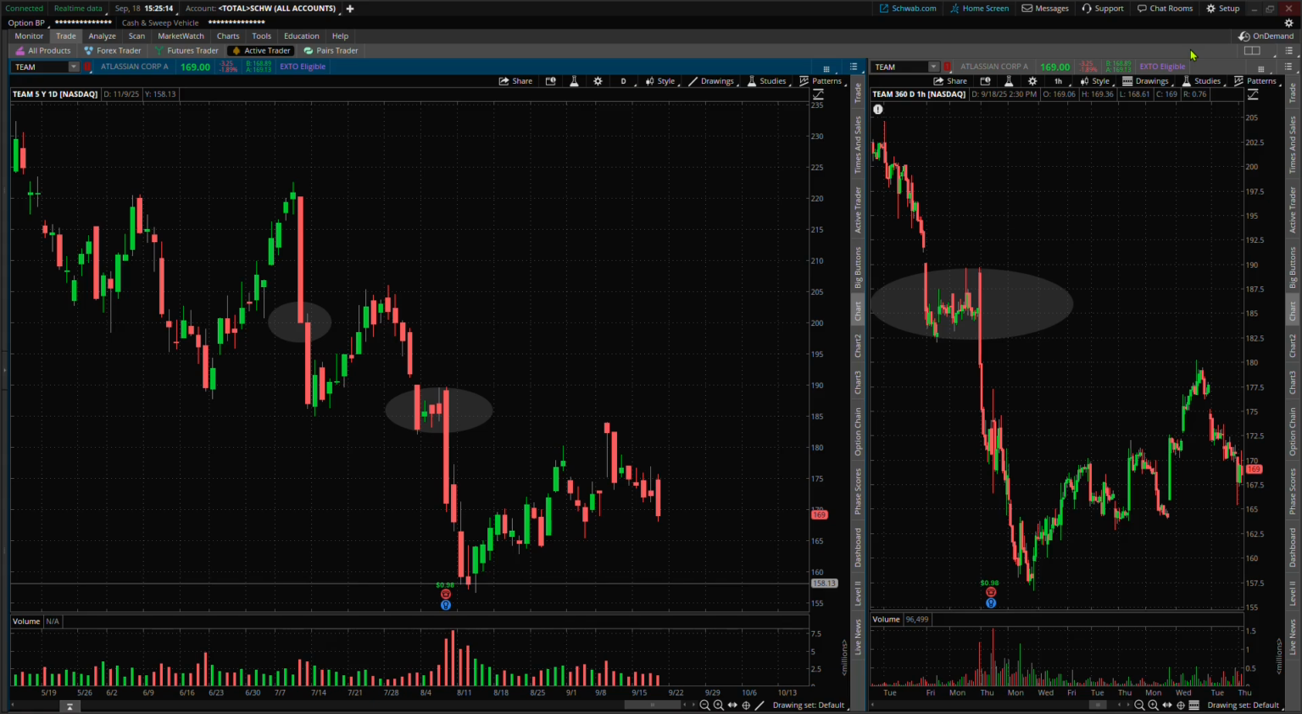Today we're going to talk about how to swing trade using supply and demand zones so you can get the best entry possible on your trades.